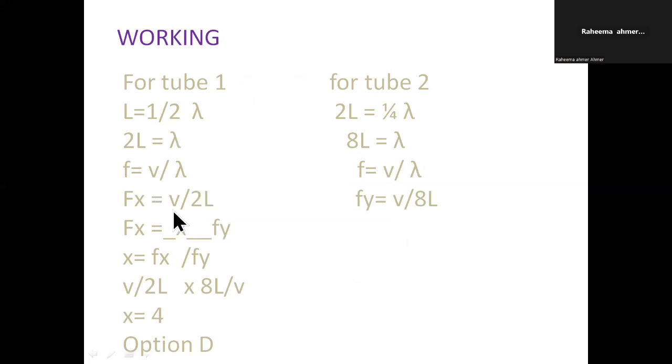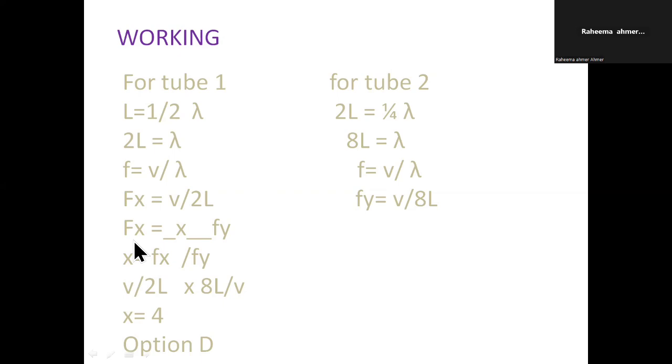Now this frequency is represented by Fx, which would be equal to V upon 2L, as lambda is equal to 2L. Here 2L is equal to 1/4 lambda, so you would shift 4 here, so 8L would be equal to lambda. Now again, frequency is equal to speed upon lambda, and as lambda is equal to 8L, Fy would be equal to V upon 8L.